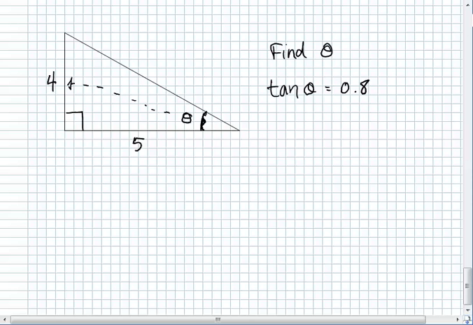Okay, and so all I have to do now is just do inverse tan of 0.8. Okay, so the inverse tan of 0.8 gives you theta. Therefore, theta equals 38.7 degrees. Okay, and that's how you solve those. So hopefully that's made a bit of sense. If not, not to worry. We'll try some more in class on Monday.